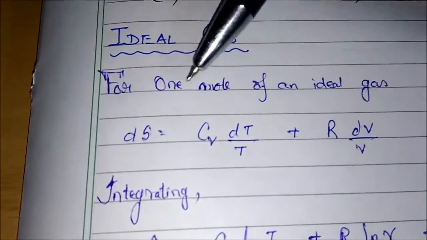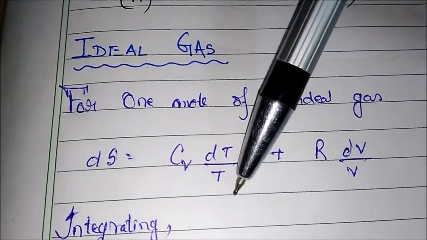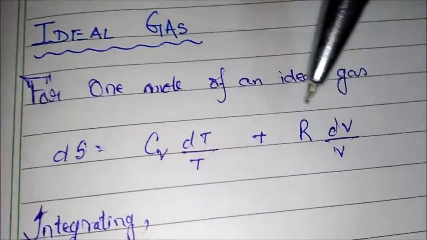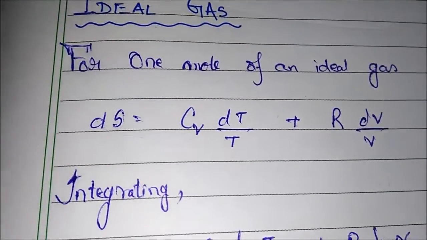Let us say that for 1 mole of ideal gas, dS is equal to Cv dT by T plus R dV by V. What is this? This is from the second law of thermodynamics. What does the second law say?